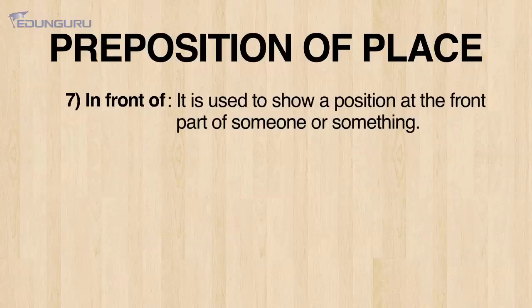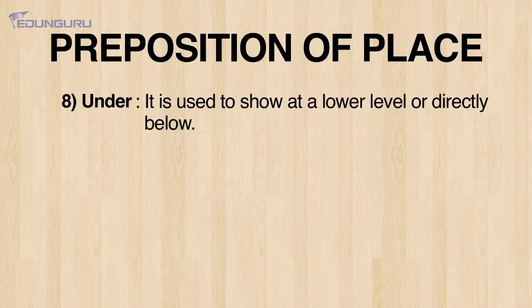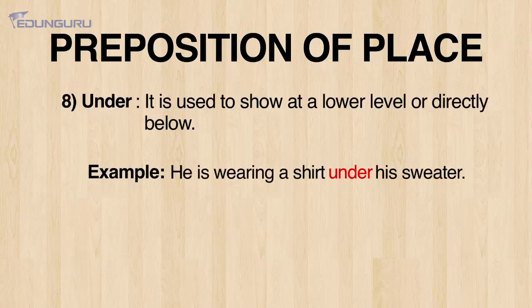Same way, in front of is the next one. We use it to show a position at the front part of someone or something else. For example, the bank is in front of the mosque. Moving on to the eighth one, under. Now, we use under to show at a lower level or directly below. For example, he is wearing a sweater under his shirt.